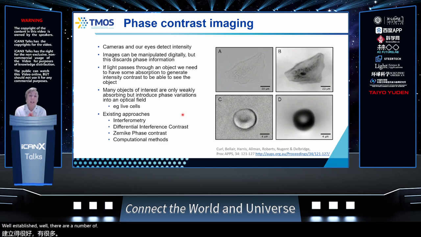There are a number of very well-established approaches to visualizing transparent objects that have not been stained. This includes using interferometry, and there are microscopy techniques, including differential interference contrast and Zernike phase contrast methods. And all of these methods can successfully visualize phase, but they often involve bulky optics, and sometimes the optics can also be quite expensive.